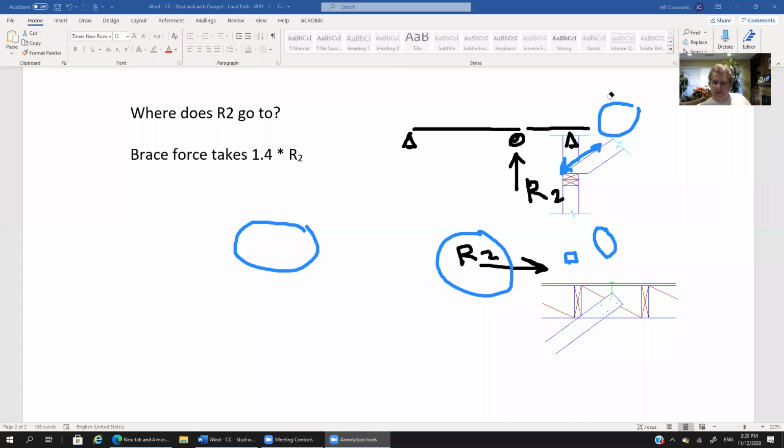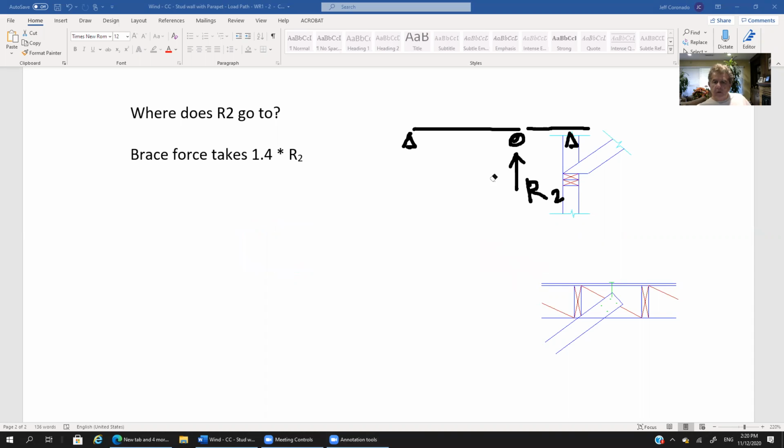Actually, you know what? Let me erase this, and this. Okay, so we'll leave R2 there, right? So remember that the force we have in the brace is reversible, and it's amplified, so I'm just going to say alpha. It's an amplified R2, maybe by 1.4 if the angle's around 45 degrees, but it's an amplified force R2. Okay, so we get the force coming up here.